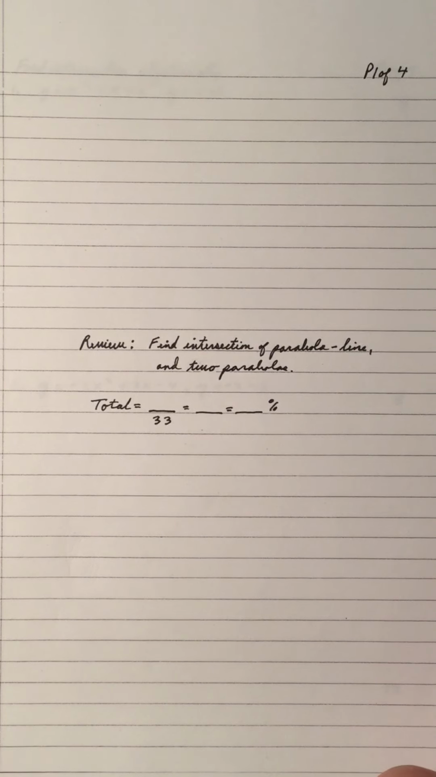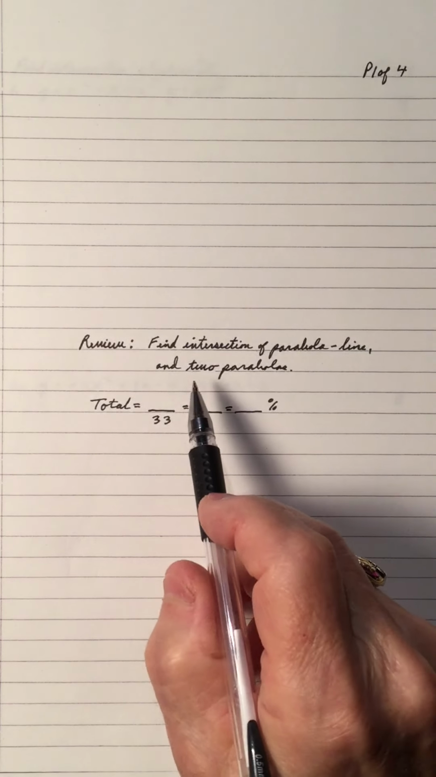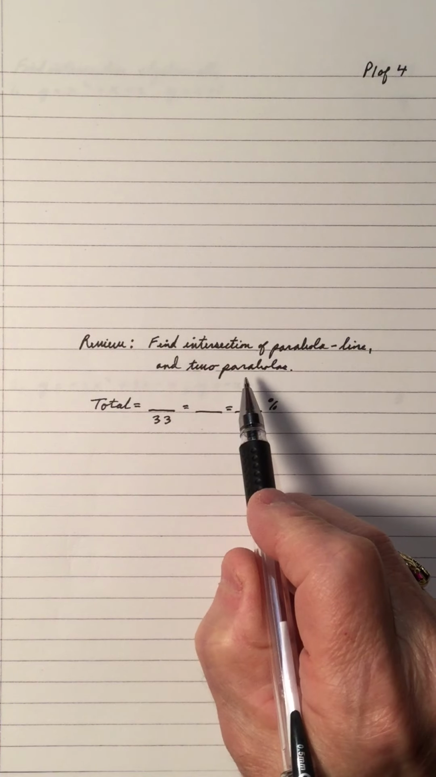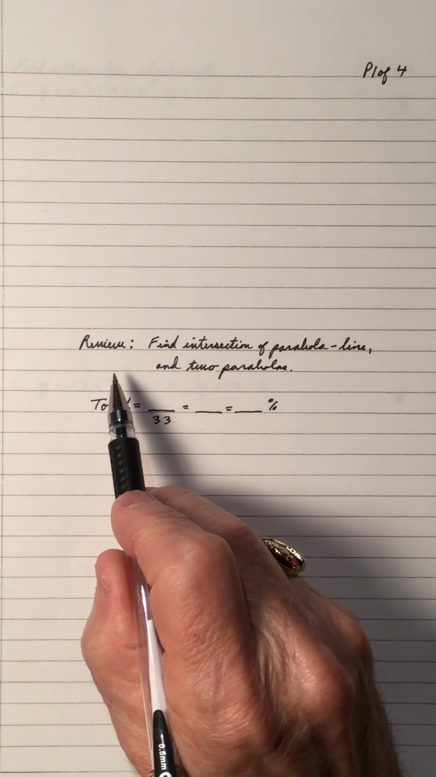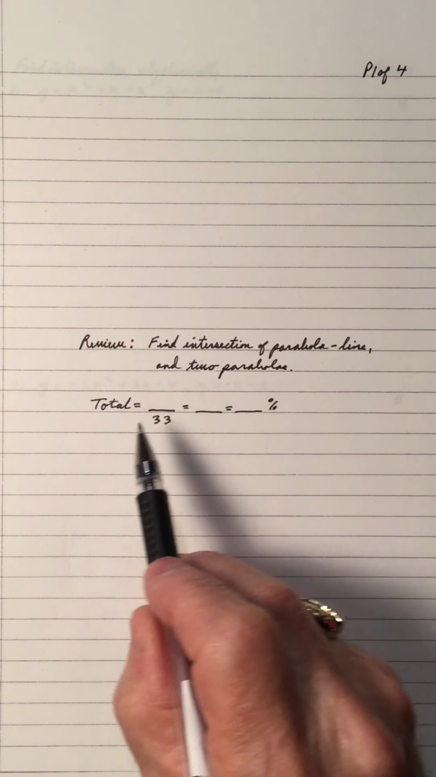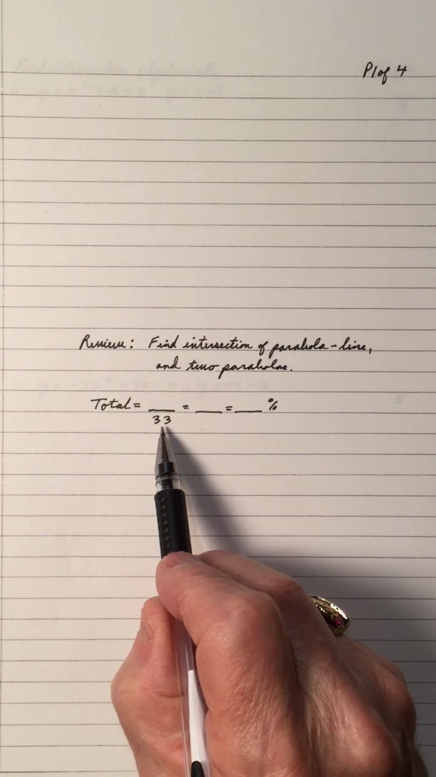Hi, welcome to my video on the review of find the intersection of a parabola and a line and two parabolas. And as in all my reviews, you can treat it as a quiz. And this one has a total of 33 marks.